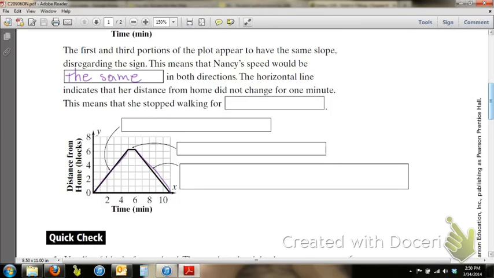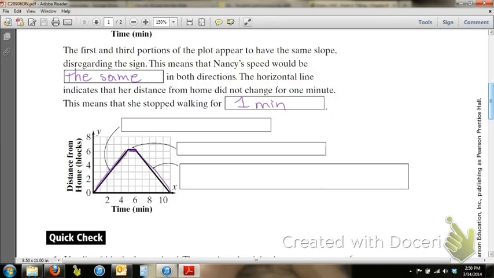This means that Nancy's speed would be the same in both directions. The horizontal line indicates that her distance from home did not change for 1 minute. That means that she stopped walking for 1 minute, because she's not getting any farther from home or closer to home. So let's label what's happening.